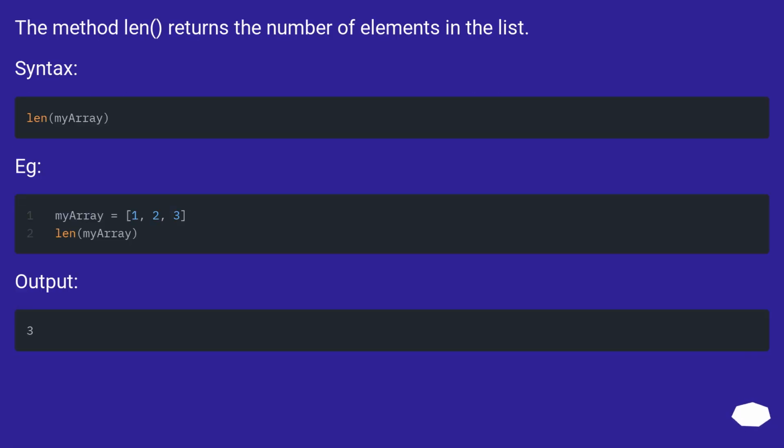The method len returns the number of elements in the list. Syntax. E.g. output.